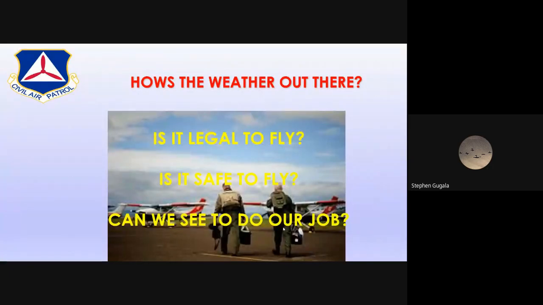So in our past discussions, we've talked about ourselves, how we're physically ready to go do the job or not, the equipment that we're going to be using in terms of the aircraft and the avionics and gauges and all the fun stuff inside. And we've talked about how to scan the ground and some of the phenomenon with optical illusions and stuff to get the job done. Now you've made it out to the airport. The next big question is, how's the weather out there? Is it legal to fly? Is it safe to fly? And can we see to do our job?